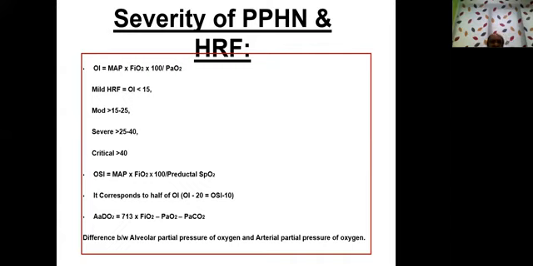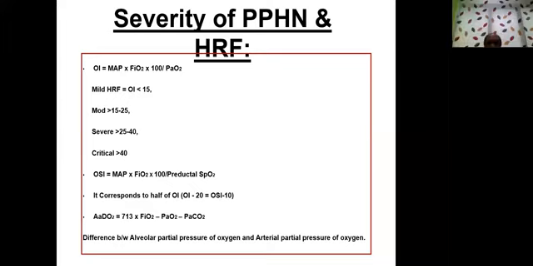Now, at the bedside, you can look at the oxygenation index. It's a very useful tool that assesses the severity of pulmonary hypertension, and it is a simple formula which can be applied at the bedside. It is calculated by the mean airway pressure times the FiO2 times 100, divided by the arterial PaO2. Based on the oxygenation index, it is classified as mild if less than or equal to 15, moderate if more than 15 to 25, severe if more than 25 to 40, and quite critical above 40.